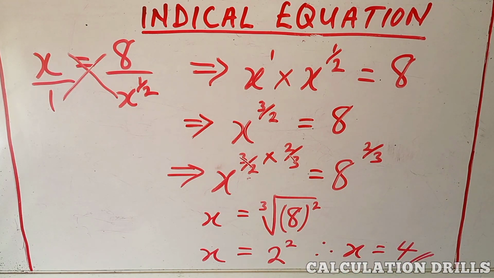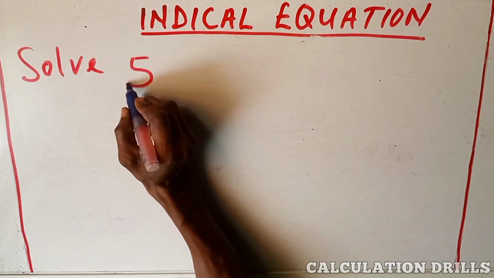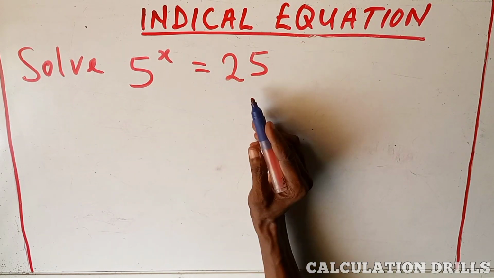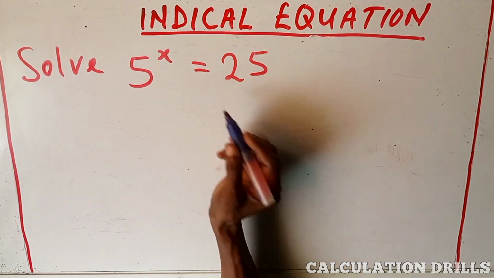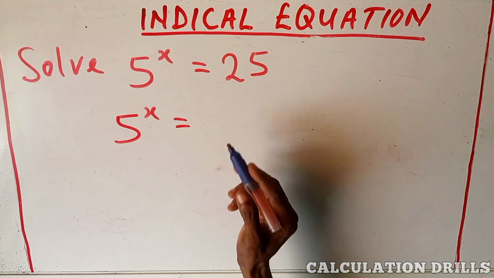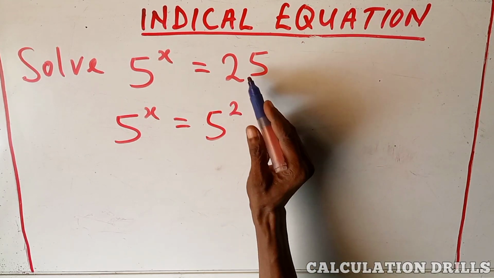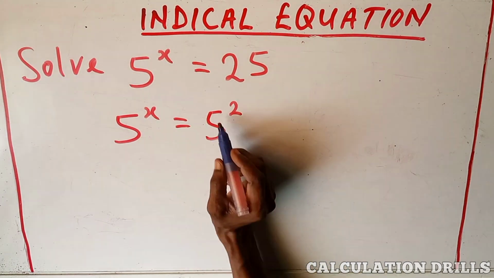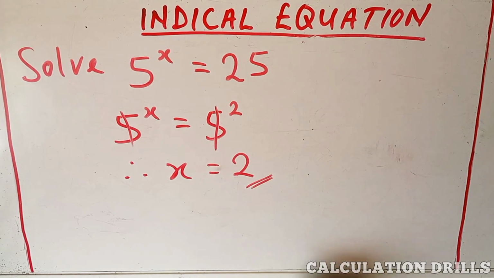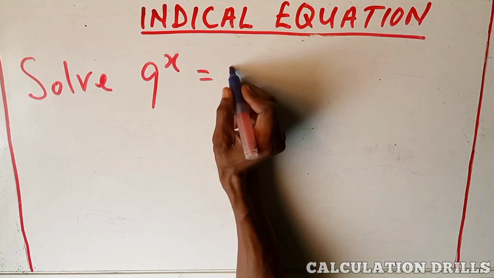That's our final answer. The next example, 5 raised to power x equals 25. So 25 will give us 5 raised to power 2. Since we have the same base, we cancel both bases, and that gave us our answer. x equals 2.